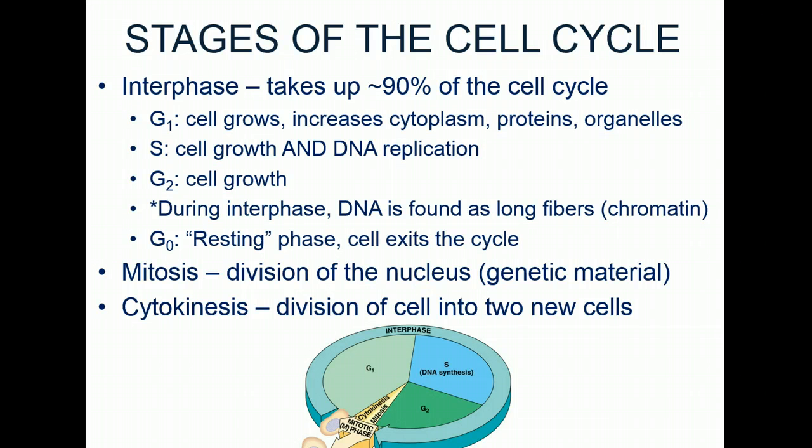Now, one thing that we want to point out is that during interphase, DNA is found as long fibers, and we call this chromatin. Those long fibers are associated with proteins, but it's kind of stretched out, and you can think about it like yarn when it's unwound and just flowing around everywhere, and it has the ability to get tangled if it's not organized well.